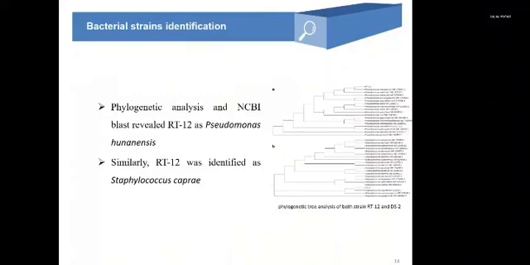After that, we isolated and identified these bacteria using 16S rRNA sequencing by the Sanger sequencing method. We found the sequence and searched it in NCBI, and the phylogenetic tree shows that DS2 was identified as Pseudomonas honenensis, while RT12 was identified as Staphylococcus pasteuri.